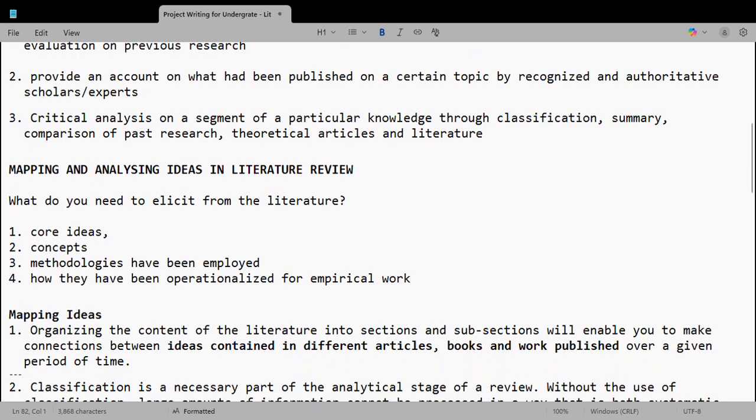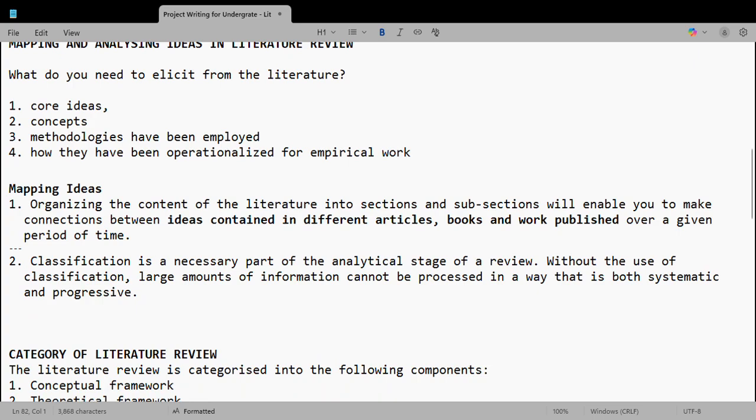So then the next subsection is the mapping and analyzing of ideas in literature review. So what are those things that we need to extract from literature review? We need to extract the core ideas, the concepts used, the methodology employed, and how these concepts, these components, are being operationalized for empirical work.